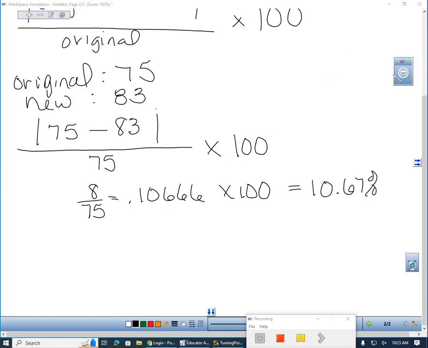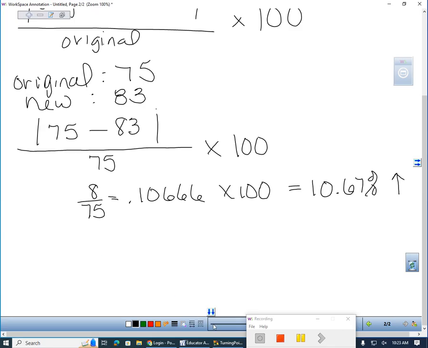Now, here's the other thing we have to add today, okay? From the original to the new, does it go up or does it go down? From the original to the new, it goes up, which means this percent is an increase. We're going to draw a little arrow pointing up for increase.